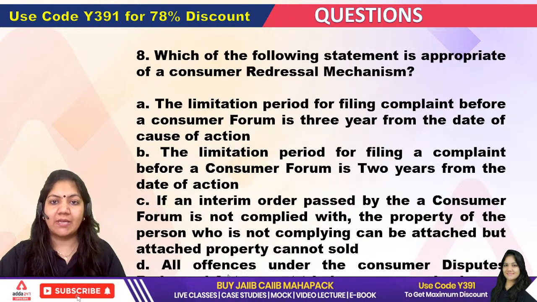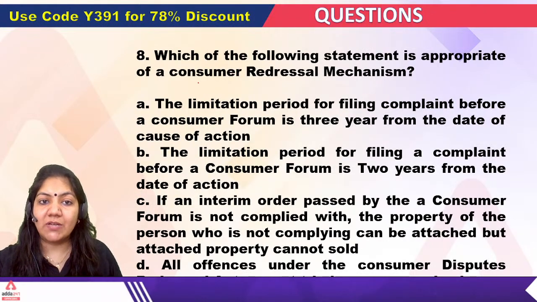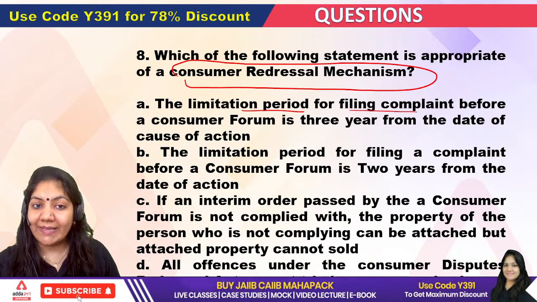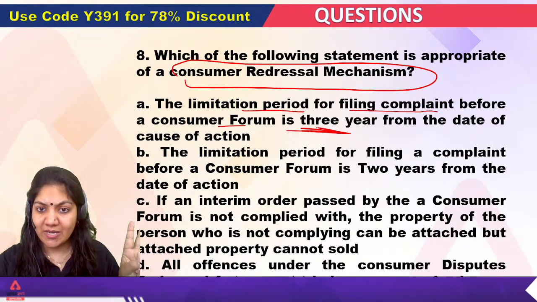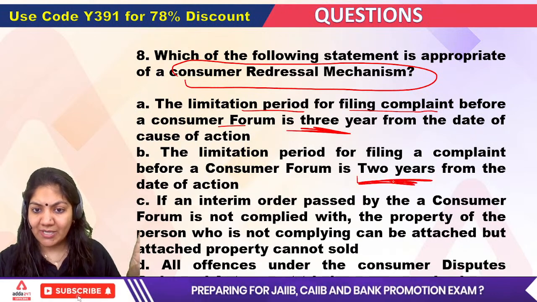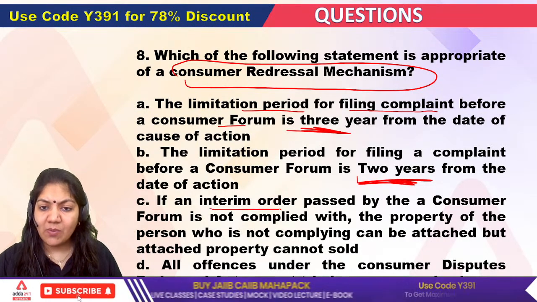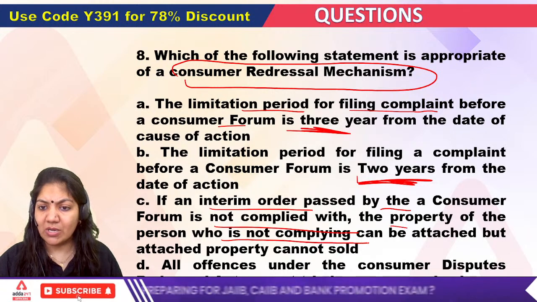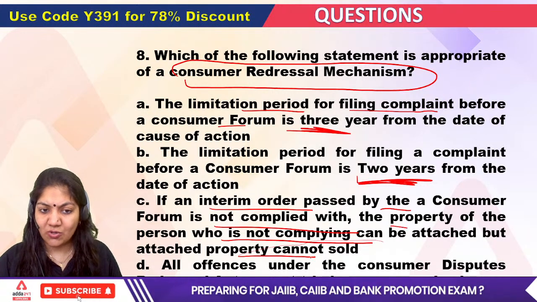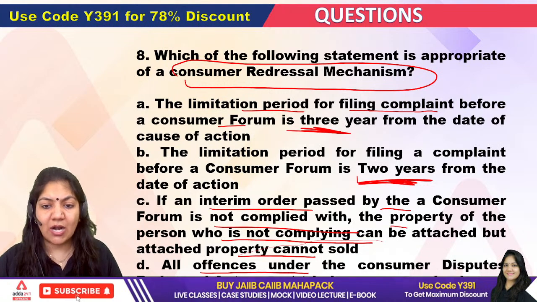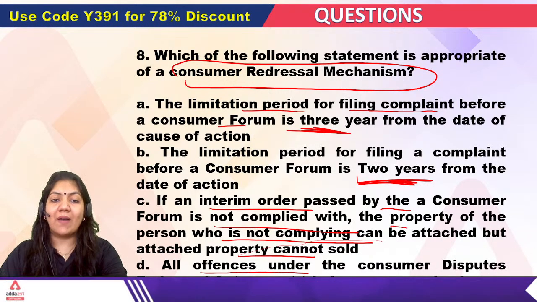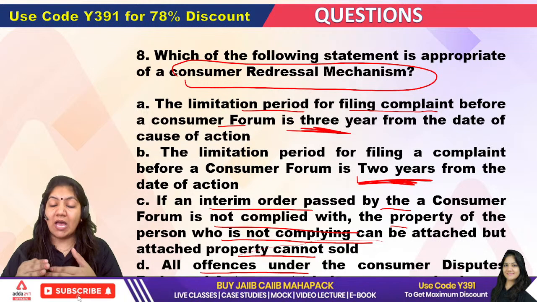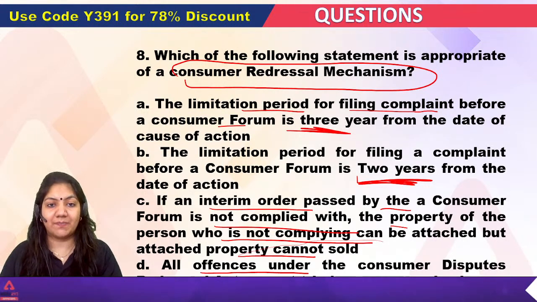Bahut badhiya. Next. Which of the following statements is appropriate for the consumer redressal mechanism? The first option: the limitation period for filing the complaint for consumer is here. Second option, it is year limitation. The third one, if an interim order passed by the consumer forum is not complied with, the property of the person not complying can be attached, but the attached property cannot be sold. And the last is all offences under this are not tried on a summary basis. So you have to tell me what is the exact limitation period of this consumer redressal mechanism, means within how many days we have to file the case.